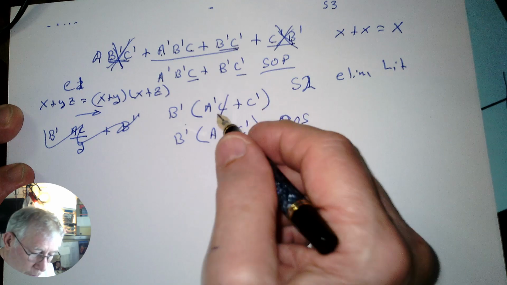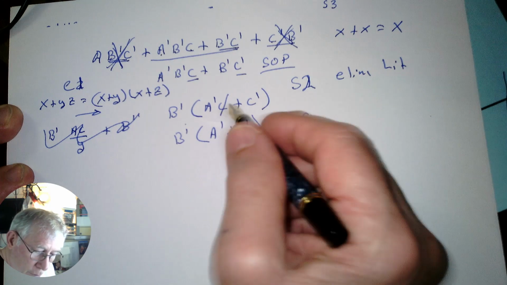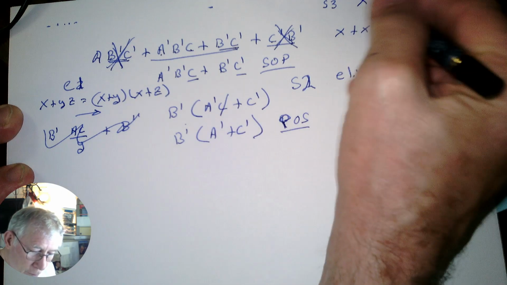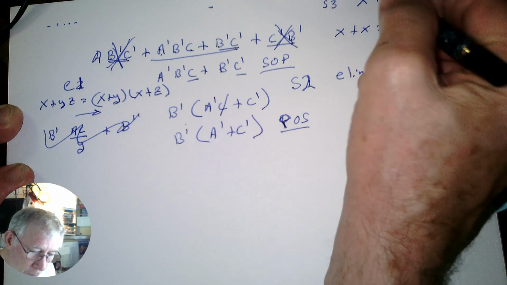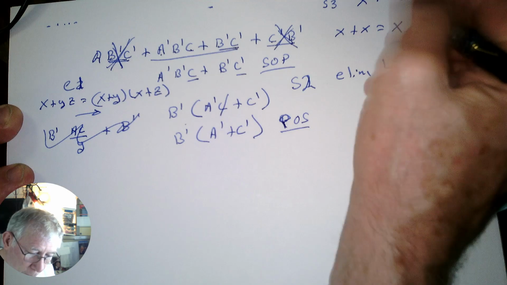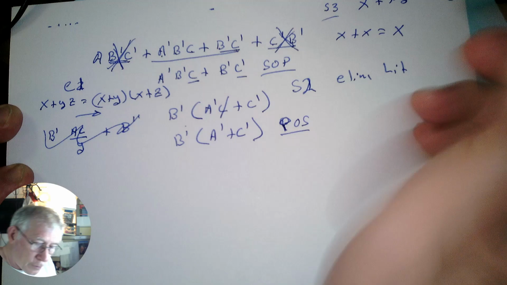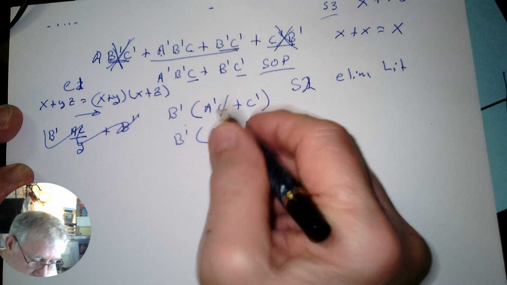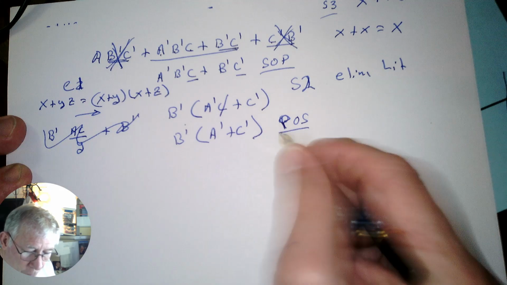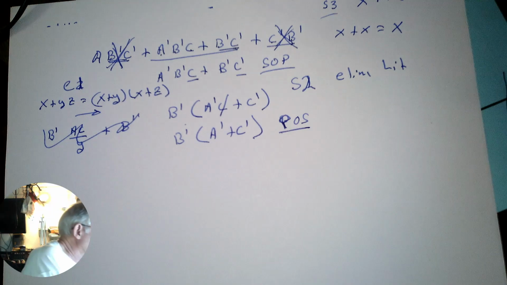Well, using simplification 3, we can eliminate the literal, and so that's x plus x y prime, I'm sorry, plus x prime y equals x plus y. That's S3. So that's what we have here, so we get rid of the C there, and we get B prime times the quantity A prime plus C prime, and that's our POS form. Okay, so that's one. Let's do another one.